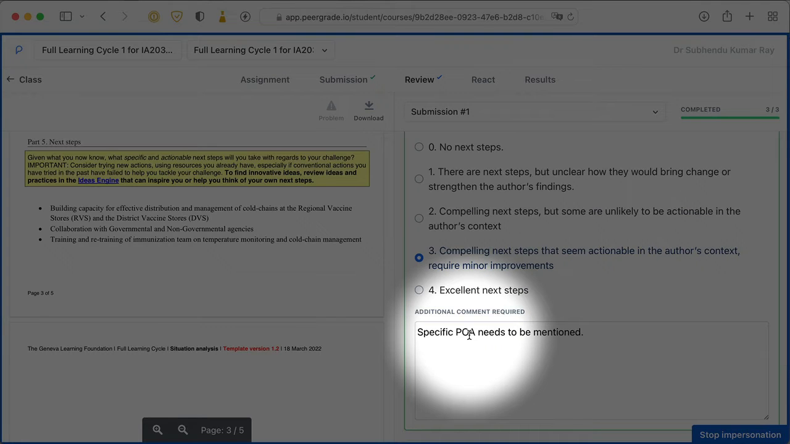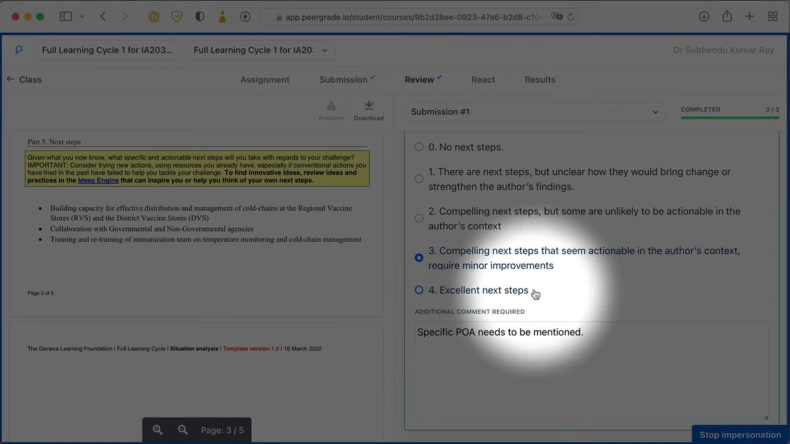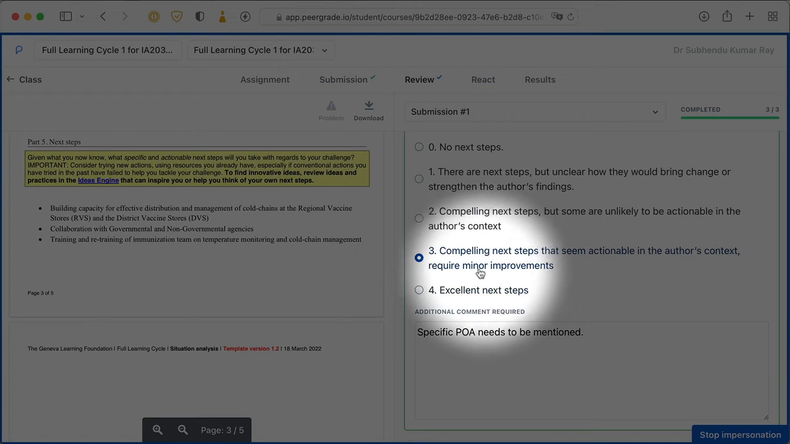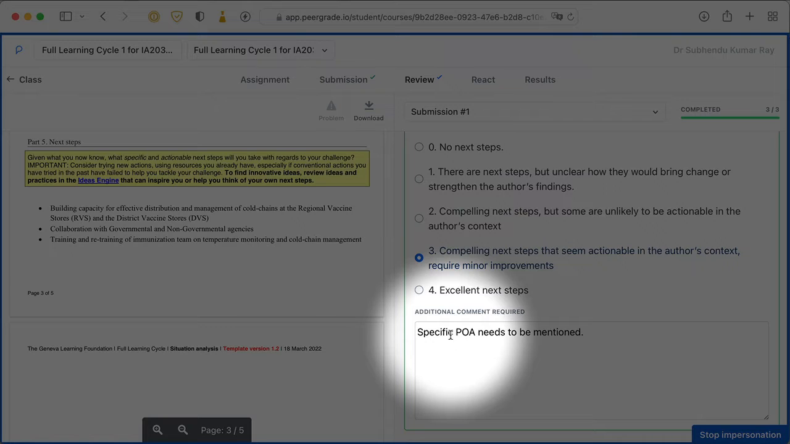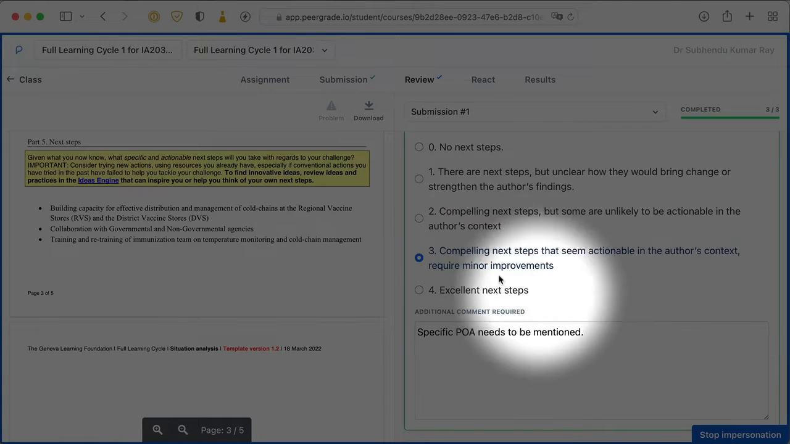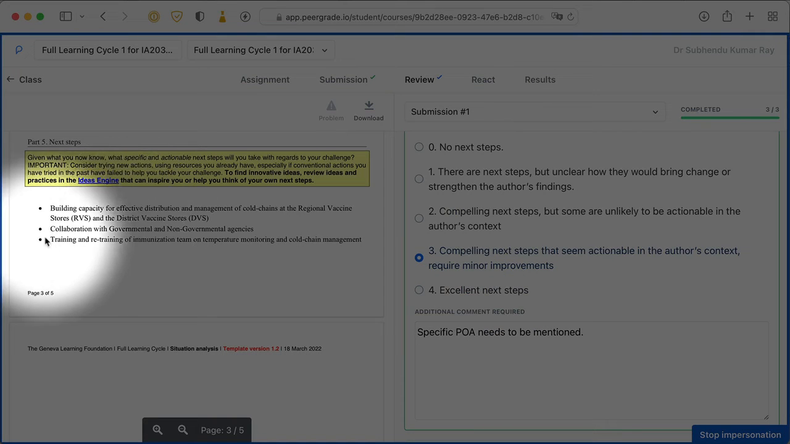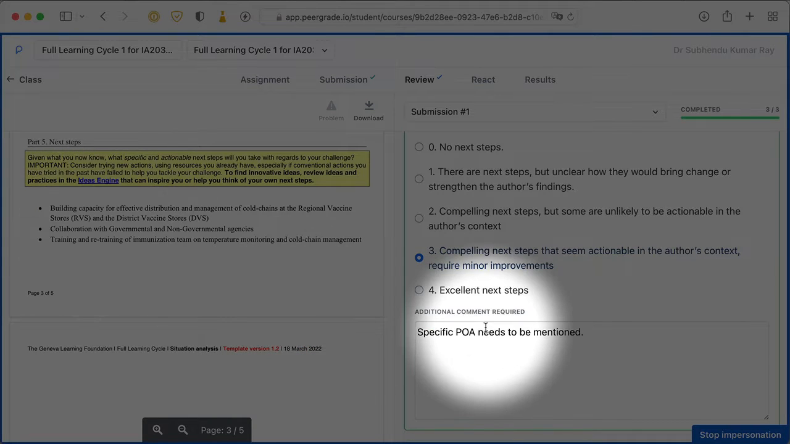That's not a requirement in the next steps. And what makes these next steps compelling? If you are going to say, for example, excellent next steps, you need to say why they are excellent. But at least here, if there's a minor improvement, I disagree. There's no request for a specific plan, except here. Okay, so if they mean a specific plan of action, that these 3 points need to be more specific, then I would agree.